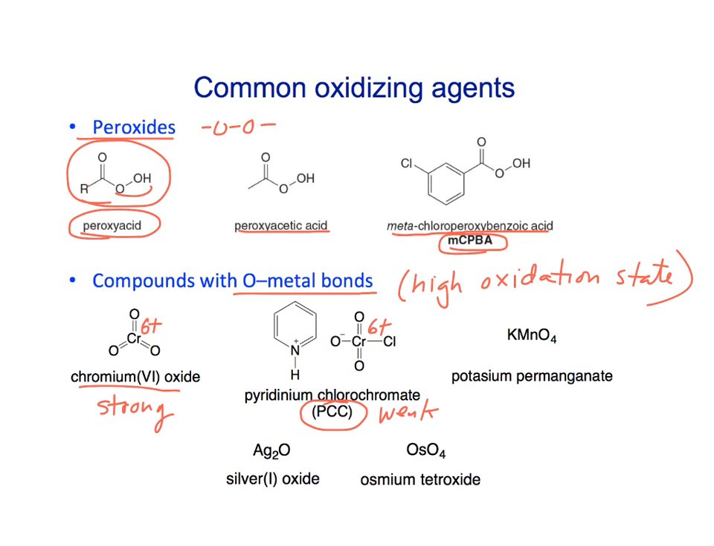Other oxidizing agents that we might see are potassium permanganate, where the manganese is 7+. Silver 1 oxide has silver just in the 1+ oxidation state, and osmium tetroxide has the osmium in the 8+ state. So many times in these, the metal is in a very high oxidation state, so it can receive electrons and be reduced while we're oxidizing the organic species.